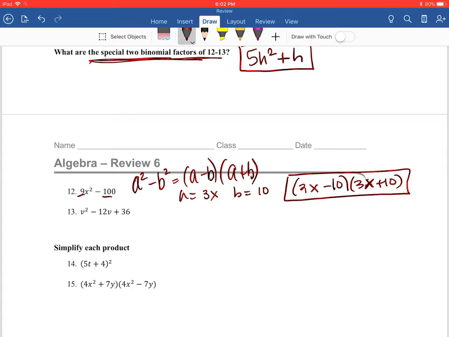Number 13. Now, there's also another special case of binomial factors and factoring. That special case is when we have a plus b, and that a plus b is squared, or we have a minus b, and that is squared. Again, I will give you both of those formulas on the test. On this one, we're going to happen to be that one. That's going to be equal to a squared minus 2 times a times b plus b squared.